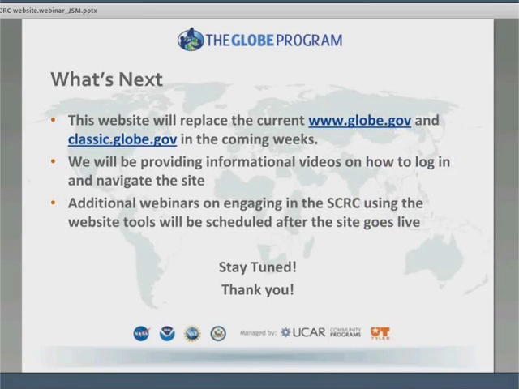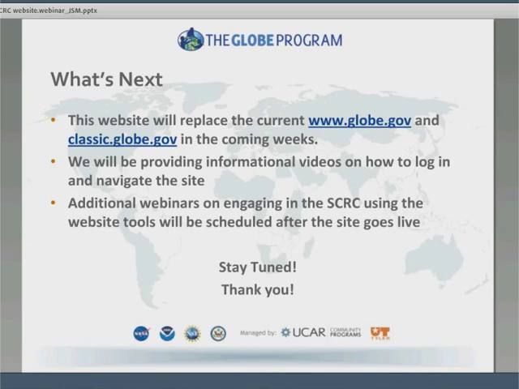So a couple of things that I wanted to make sure were very clear, and it can be a little bit confusing because there's so much going on. Right now, if you go to the Globe website, you have two options. You have www.globe.gov, and we also have classic.globe.gov. And the content is split between the two, and it's less than ideal.